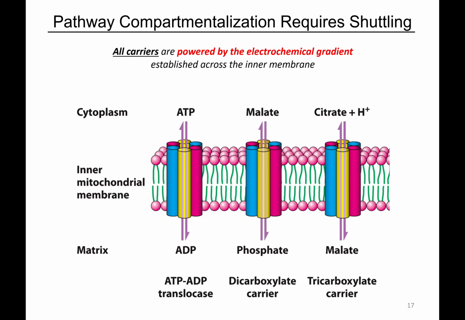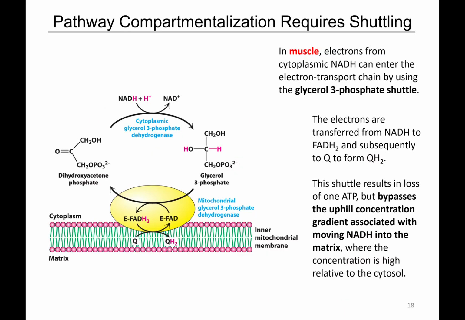Same thing, we compare malate and citrate. Citrate has a more negative charge. Citrate has 3 carboxylic acids, malate has 2. So it's favorable to move citrate out, malate in. Okay, so in all cases, it's really important to be able to get ATP out, ADP in, phosphate in. We'll see that it's important to get malate out. Citrate needs to be able to move in both directions. All of them are driven by the electrochemical gradient.